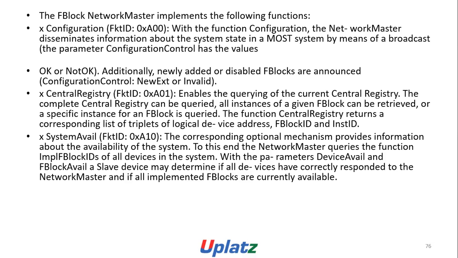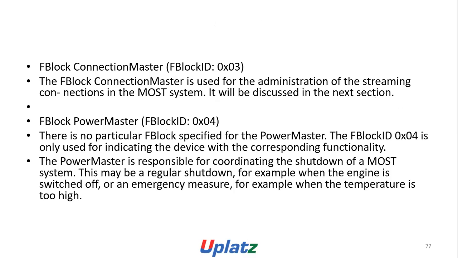System available, FktID 0xA10. A corresponding optional mechanism provides information about the availability of the system. To this end, the network master queries the function implement Fblock ID of all devices in the system with the parameters device avail and Fblock avail. A slave device may determine if all devices have correctly responded to the network master and if all implemented Fblocks are currently available.